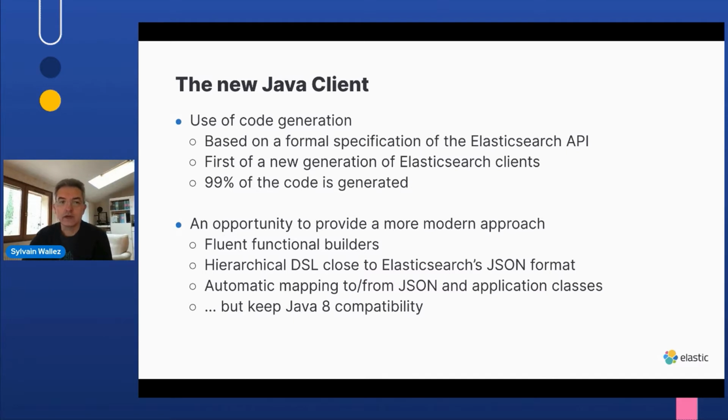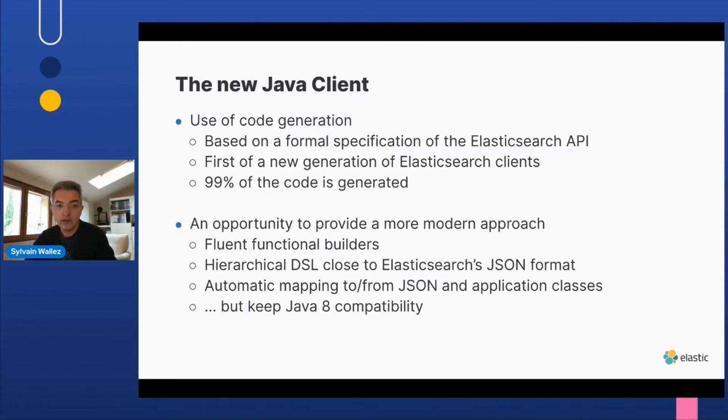99% of this new Java client is code-generated, which means that we can very easily update, provide new patterns, and keep the client in line with the evolution of the API. It's also an opportunity to provide a more modern approach to a Java client for Elasticsearch by using functional fluent builders. We'll come back to that to see exactly what it means. And also provide a hierarchical domain-specific language that is very close to the Elasticsearch JSON format that you are used to manipulate in Kibana, for example, and also see in the documentation.